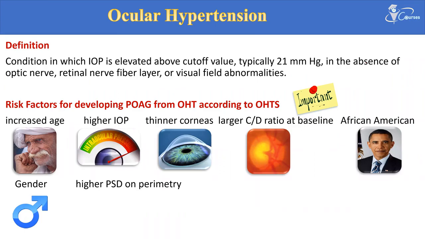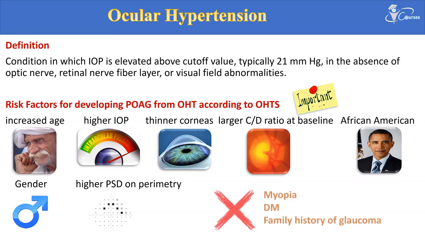So you see here, this is the first time we say that there is a disease which is more common, or has more risk, in males. Also, higher pattern standard deviation on perimetry. And according to this study, myopia, diabetes, or a family history of glaucoma do not increase the risk of developing primary open-angle glaucoma. When they compared those patients to controls, it was found that they are not at specific risk of developing primary open-angle glaucoma.